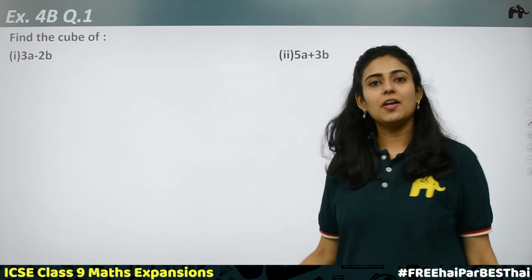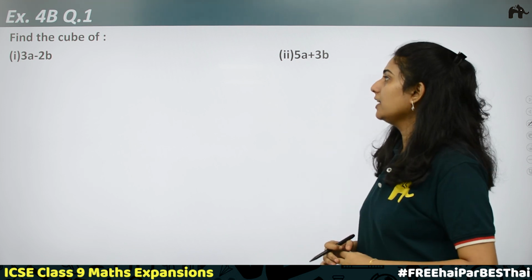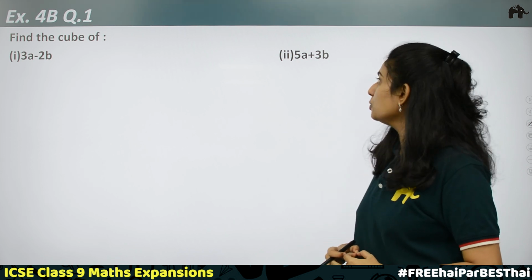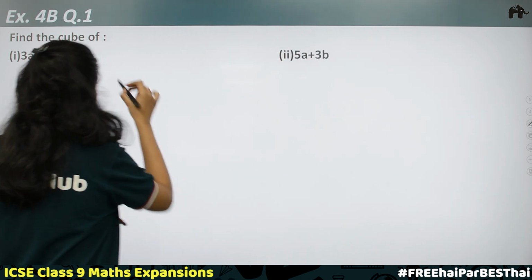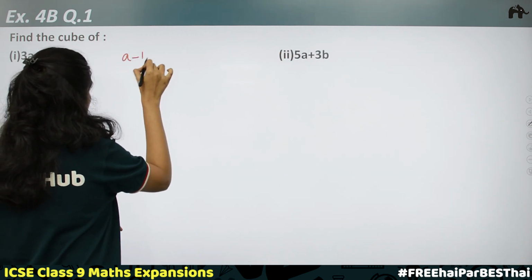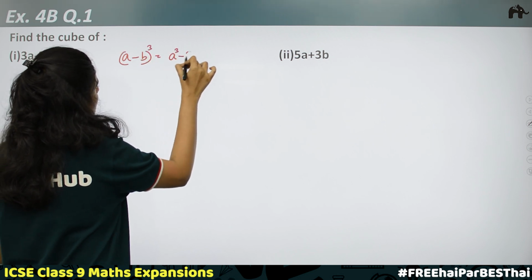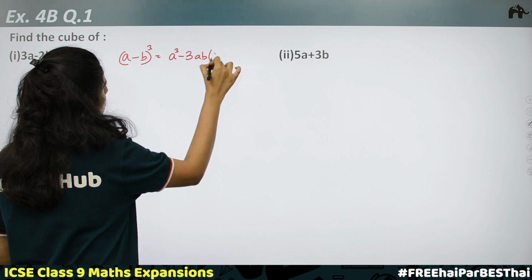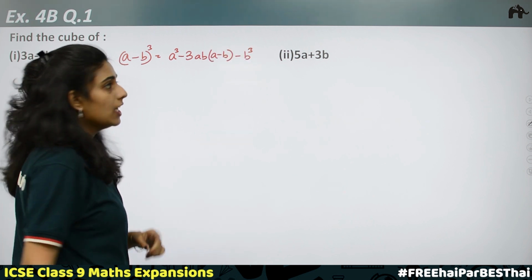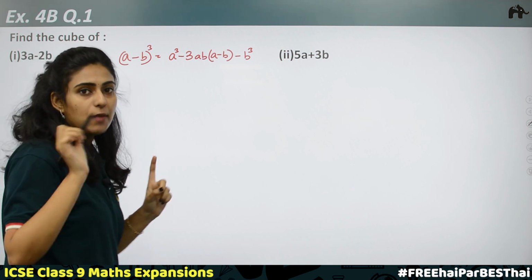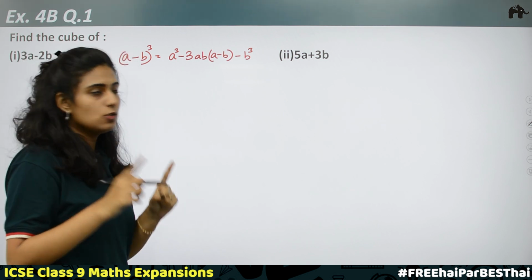Got it? Now, let us solve questions from exercise 4b. Question 1 of exercise 4b, find the cube of 3a minus 2b and 5a plus 3b. So, how to find the cube? We have the formula a minus b whole cube is equal to a cube minus 3ab into a minus b minus b cube. Here we have 3a minus 2b. In place of a, we have 3a and in place of b, it is 2b.